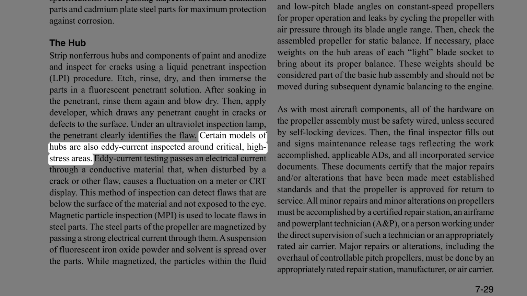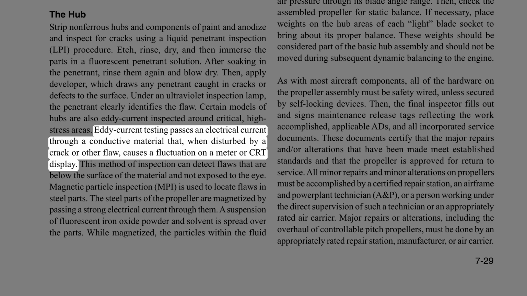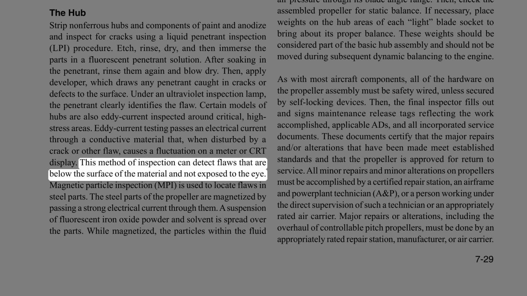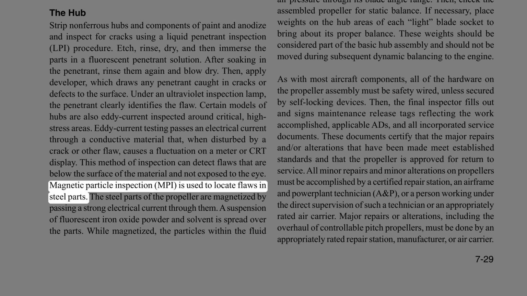Certain models of hubs are also eddy current inspected around critical, high-stress areas. Eddy current testing passes an electrical current through a conductive material that, when disturbed by a crack or other flaw, causes a fluctuation on a meter or CRT display. This method of inspection can detect flaws that are below the surface of the material and not exposed to the eye. Magnetic particle inspection, MPI, is used to locate flaws in steel parts.